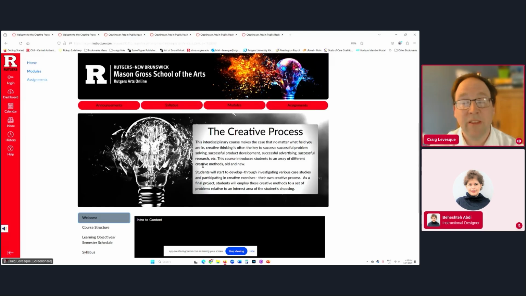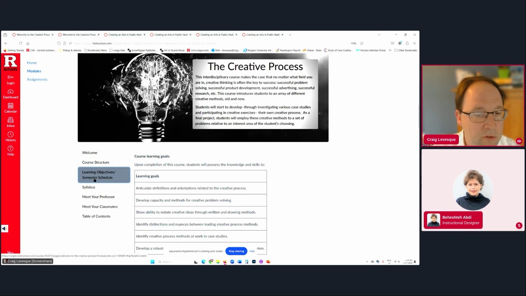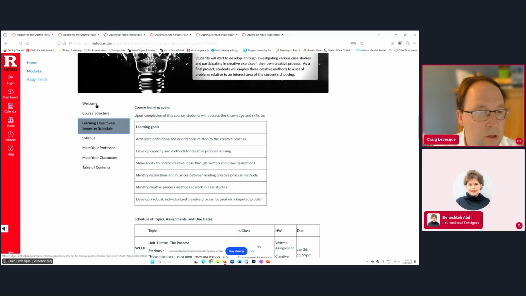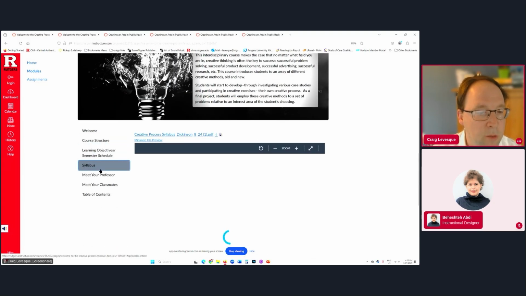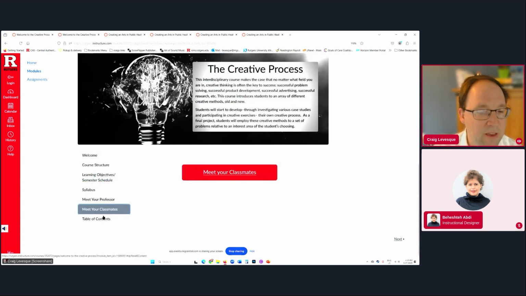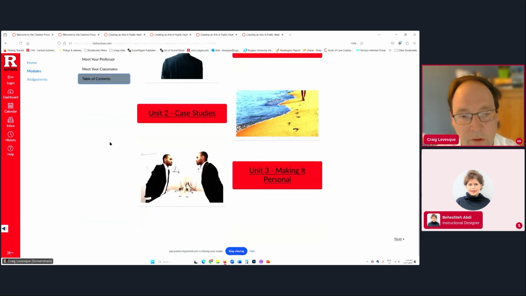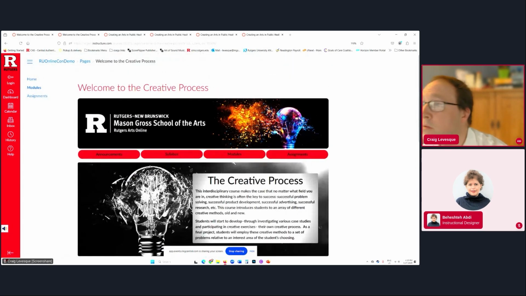Students are going to come to this page probably every time they log into this course, so we want it to look good. And as we scroll down, we have these vertical tabs that have a welcome video, course structure, syllabus, meet your professor, meet your classmates, and then finally a table of contents. Okay, so what's wrong with this? How much time do we have, right?